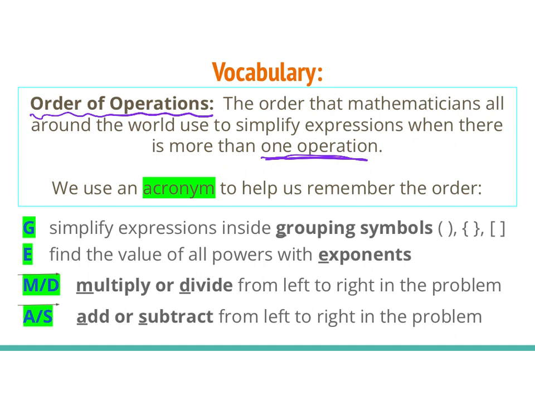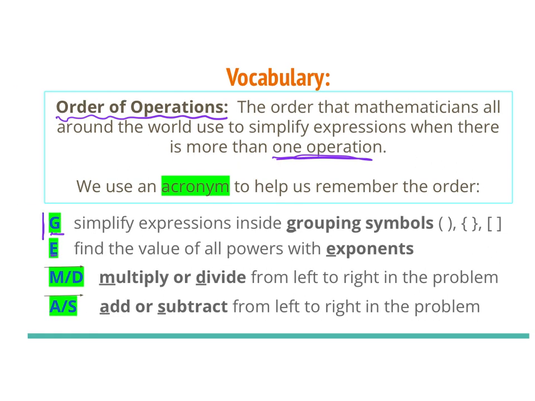So if you look right here, you can see I have GEMDAS. And how this goes, it goes from top to bottom. So we start with the G and then we work our way down. Now you can see the M and the D are together. That's because they go from left to right in the problem, okay? That's why we put those little arrows in there. So let's look. G means to simplify expressions with grouping symbols. So parentheses, brackets, and a different type of brackets.